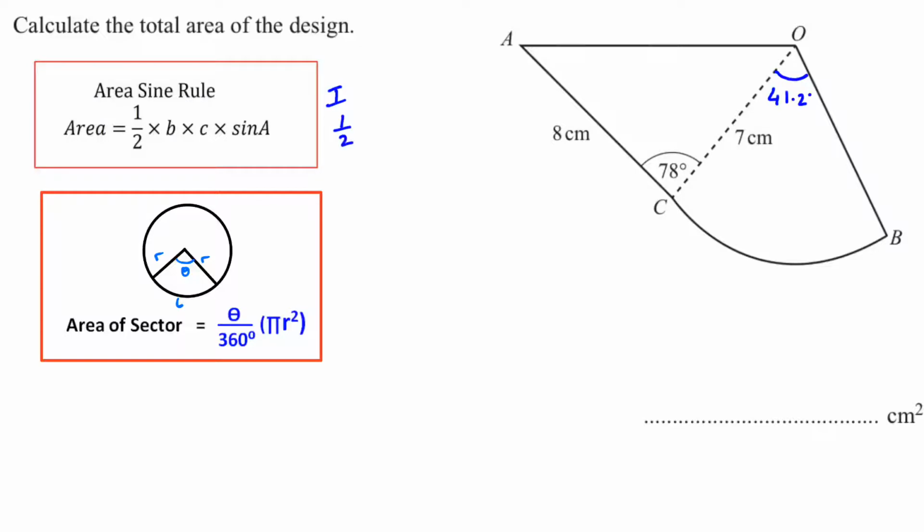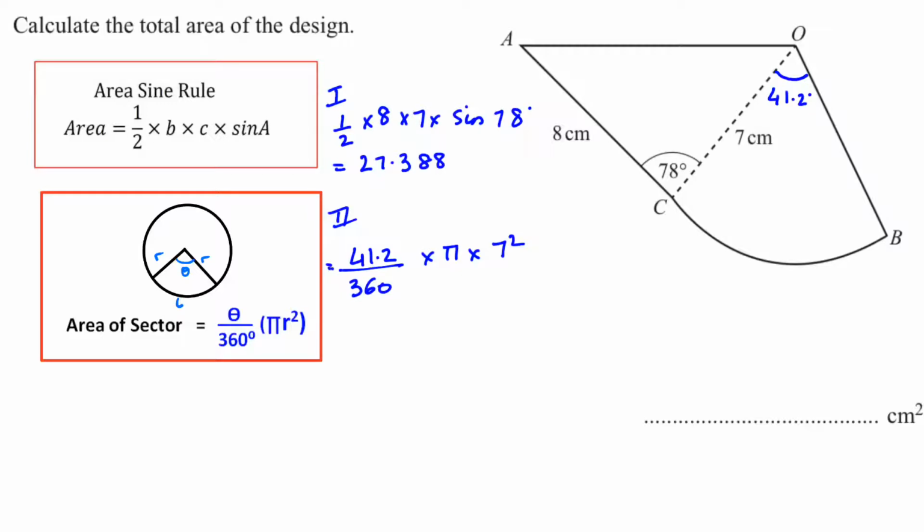You will have half times 8 times 7 times sine 78. This will give us 27.388. We'll round it up later. And the second area is area of the sector. So theta is 41.2 over 360 multiplied by pi multiplied by r square. R is 7. So this will give us 17.617. We'll round it later.